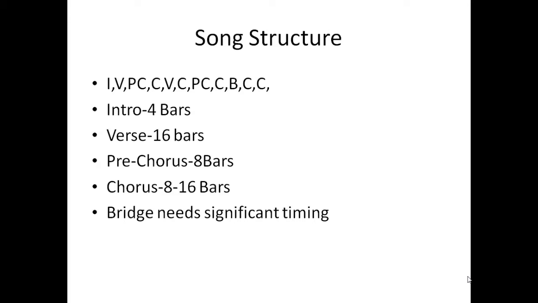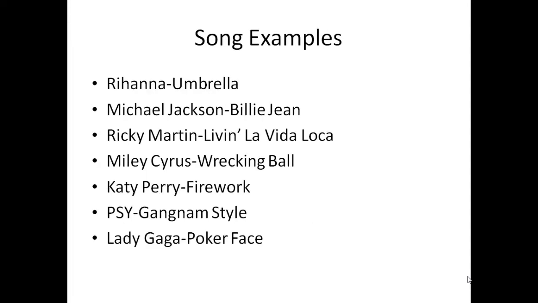So the pre-chorus is, in pop music, 8 bars. The chorus in pop music is 16 bars, but in a lot of hip-hop music, the chorus is only 8 bars. So that's why there's an 8 or 16 bar choice there for the chorus. The bridge, where it is in the structure near the last 2 choruses, has very significant timing, and we'll get into this timing in the next section.